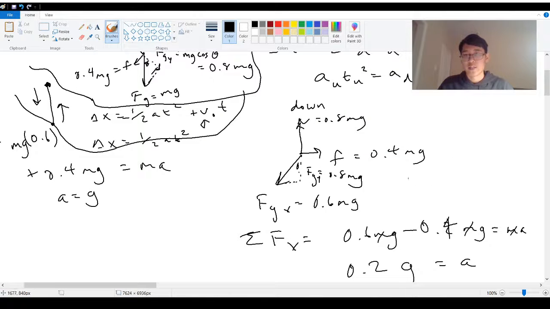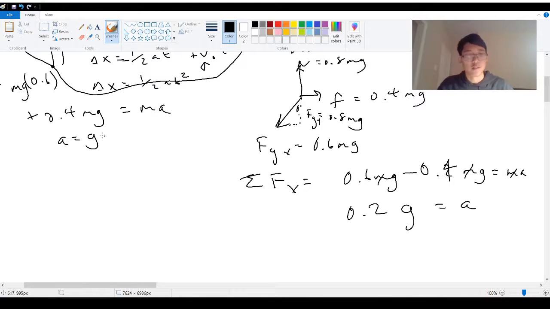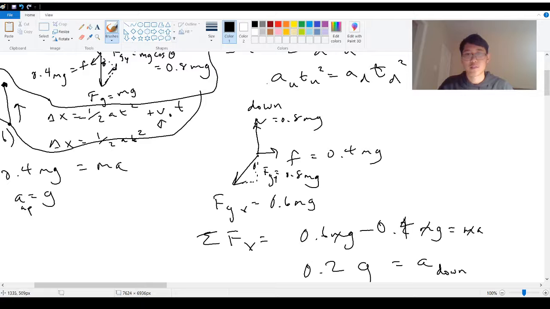Now let's plug in, so wait, hold on, just add in the correct subscripts. This is a up and this is a down. So now let's plug in a up and a down to this equation. So a up times tu squared is equal to a down, which is 0.2 g, times td squared. So g's cancel out.